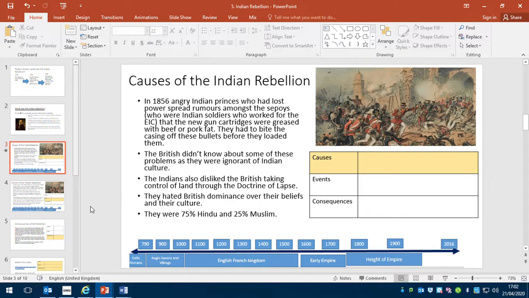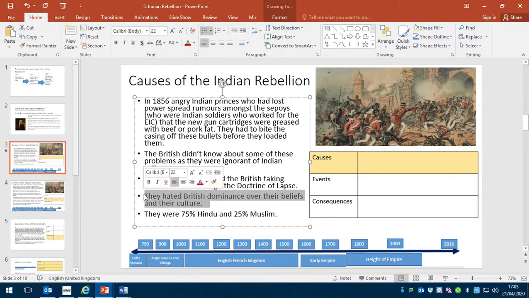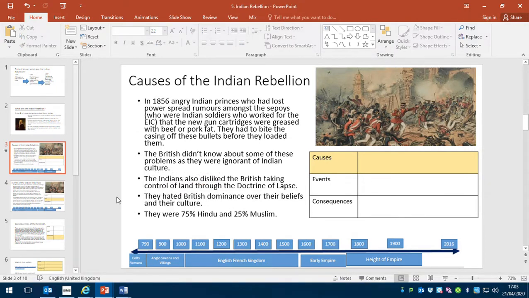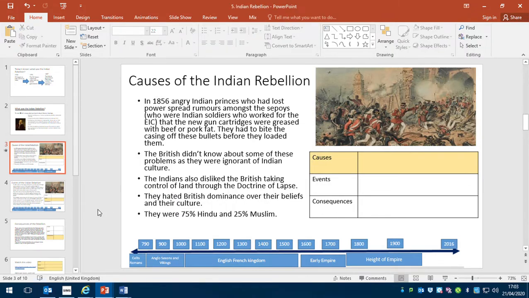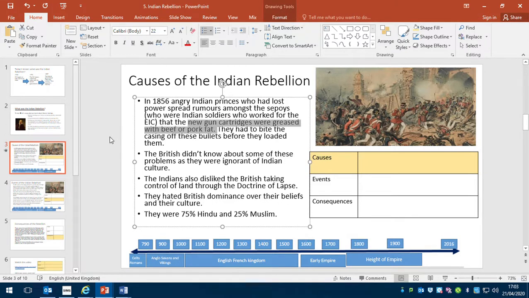So his body would be cremated, and she would be required, at the age of 13, maybe even younger, maybe a bit older, to jump onto his funeral pyre. Now, the British thought this was completely awful, barbaric, and they banned it. Whether or not you agree with that, many Indians disliked the British making that decision for them. Okay? And if we have a look at this statistic at the bottom, 75% Hindu, 25% Muslim. That gives you an idea for why those new gun cartridges were going to cause such a problem.